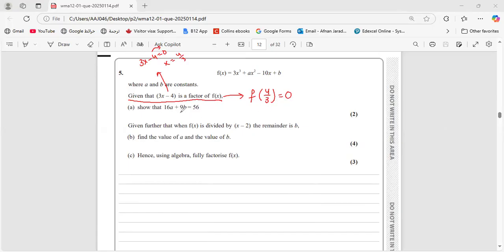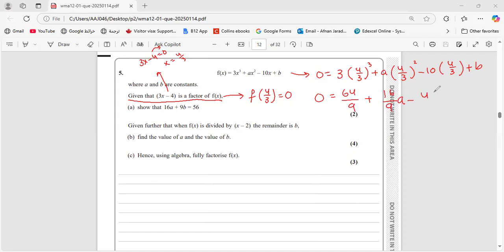Show that 16a plus 9b equals 56 by substituting 4 over 3 instead of each x here and 0 instead of f of x here. So it will be 0 equals 3 multiplied by 4 over 3 to the power of 3 plus a multiplied by 4 over 3 squared minus 10 multiplied by 4 over 3 plus b, which gives 0 equals 64 over 9 plus 16 over 9a minus 40 over 3 plus b.